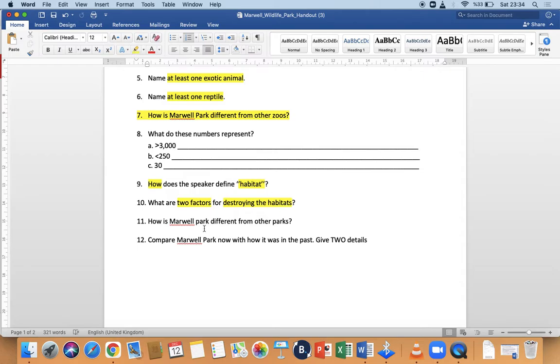And the next question is another important one. How is Marwell Park different from other parks? Here we talked about other zoos and here other parks. Last question: compare Marwell Park now and how it was in the past? You should write just 2 details here.